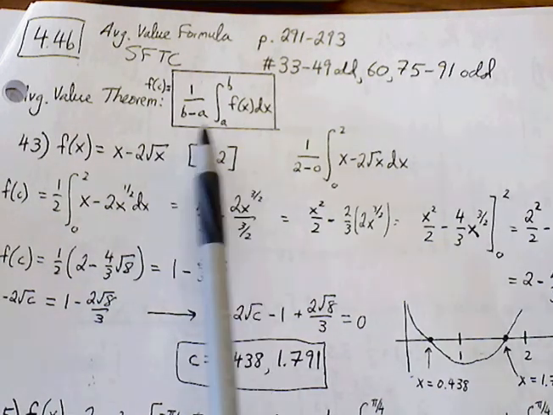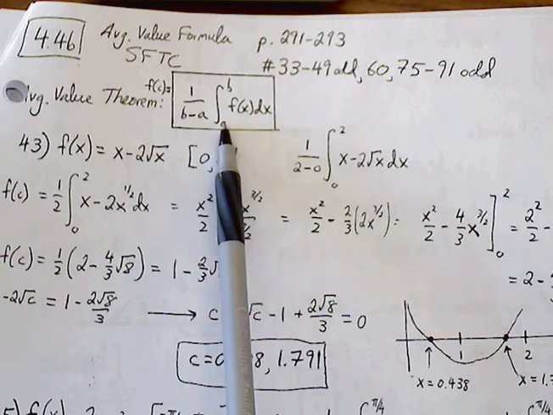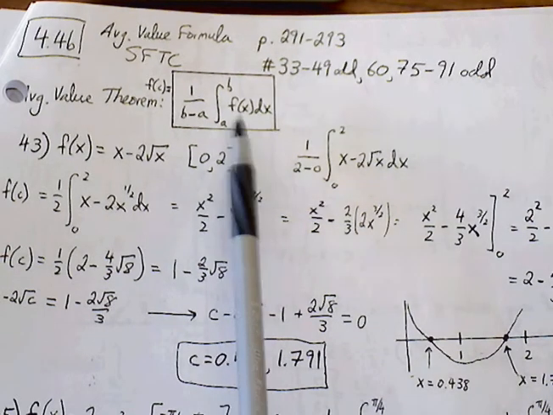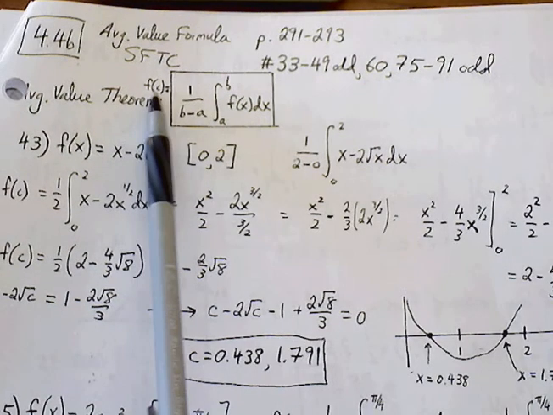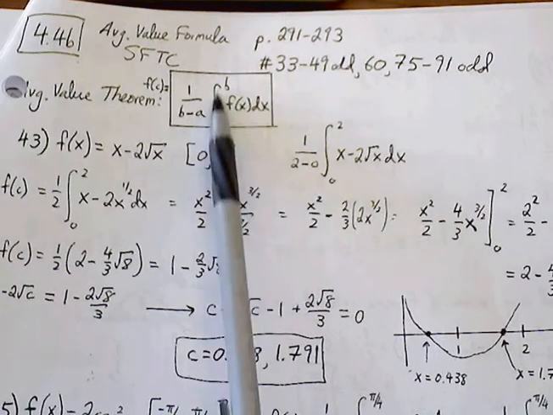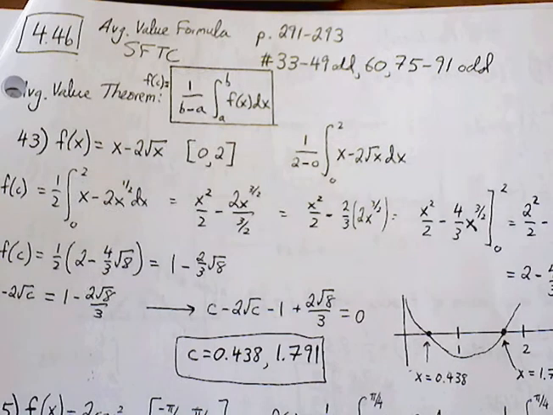All right, so here's the average value theorem. f of c is equal to 1 over b minus a times the definite integral from a to b of f of x dx. So essentially, this is saying height is equal to the area divided by width.